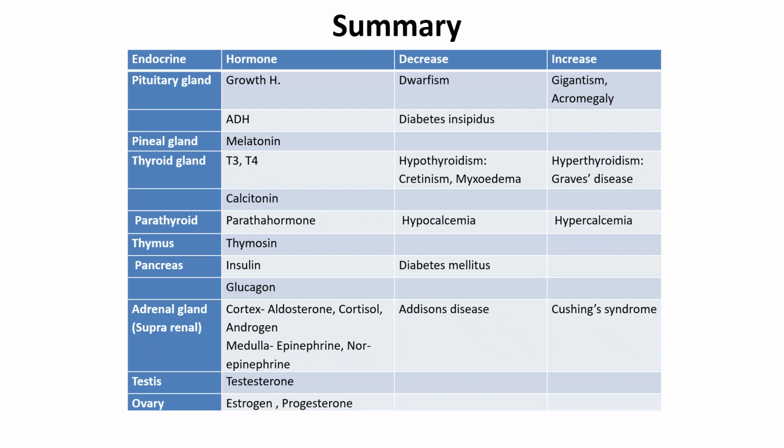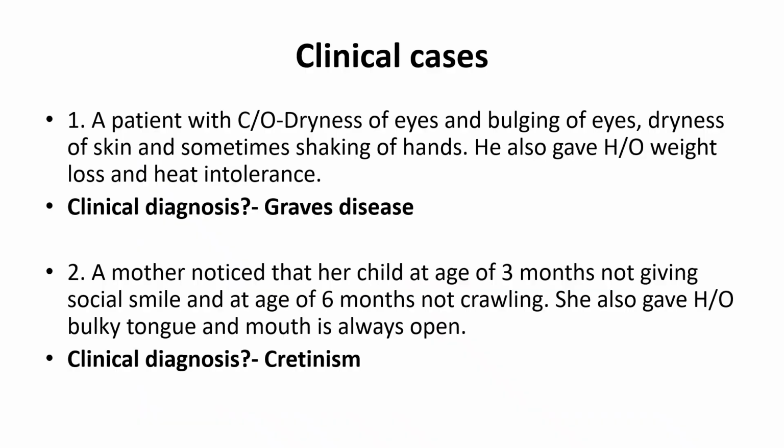The medulla secretes epinephrine and norepinephrine. Testes, the hormone is testosterone. Ovary, the hormones are estrogen and progesterone. So now, with detailed knowledge of applied endocrinology, we can give the clinical diagnosis. For the first case it is Graves' disease, and for the second case it is cretinism.